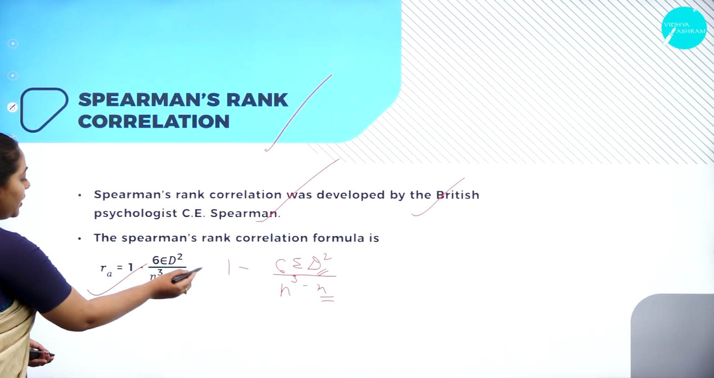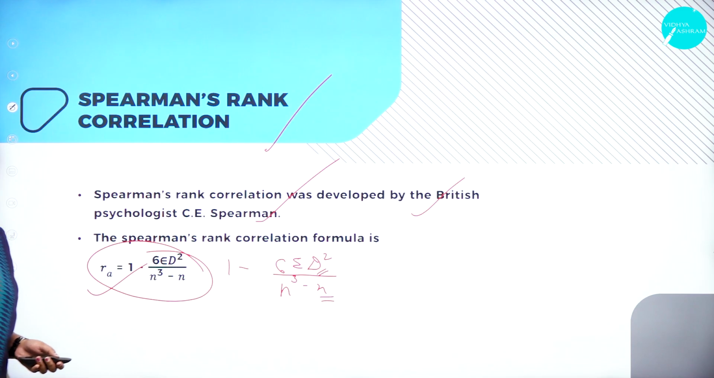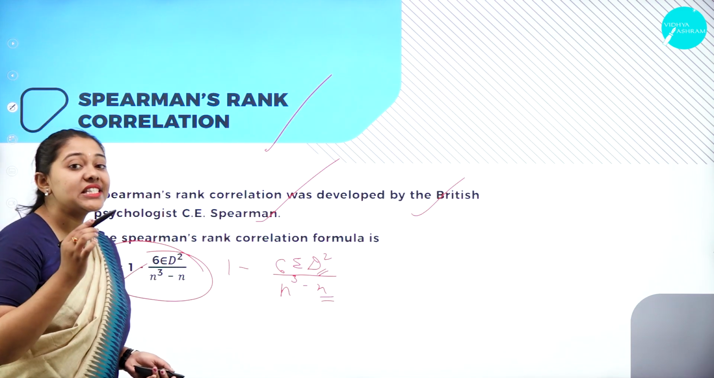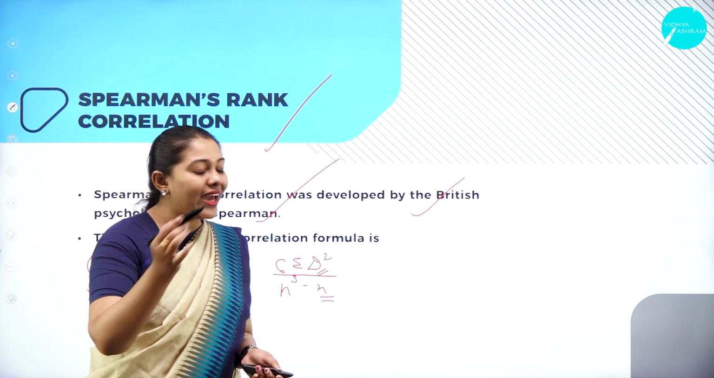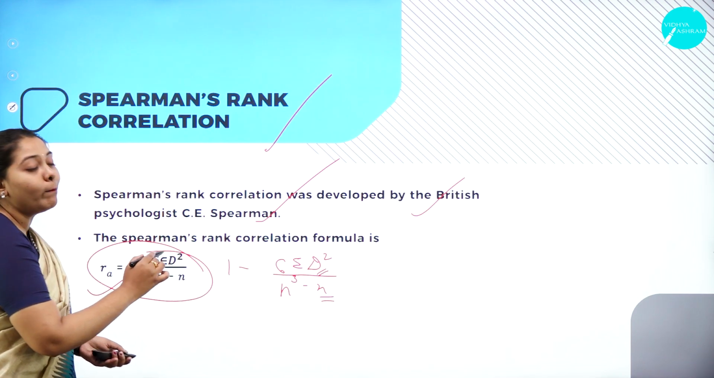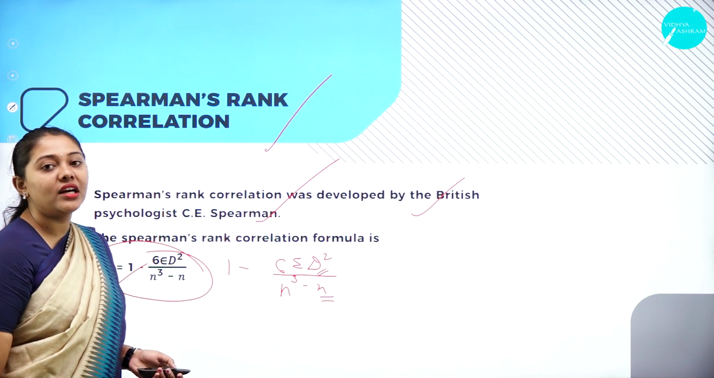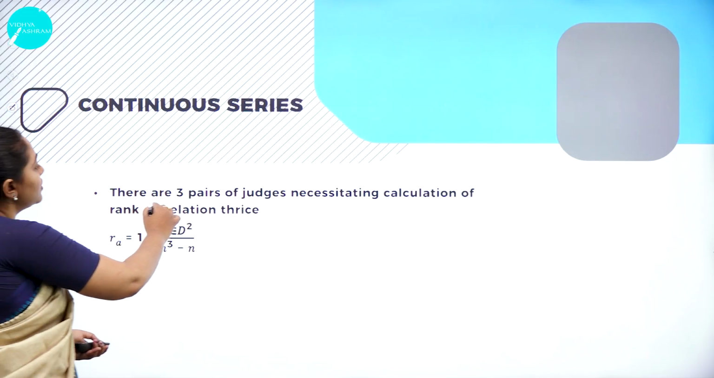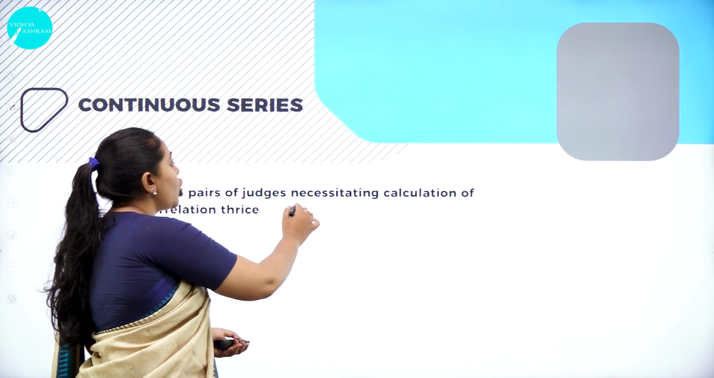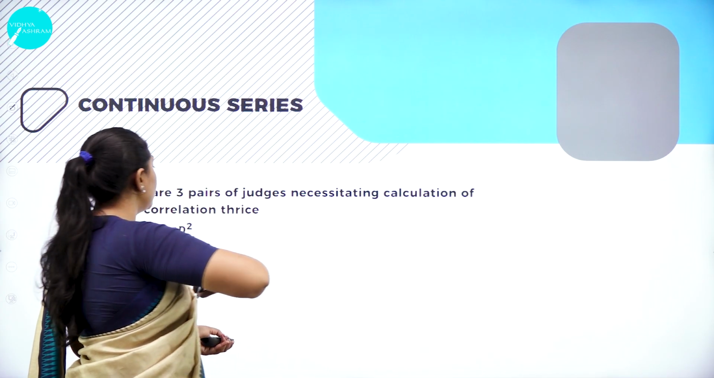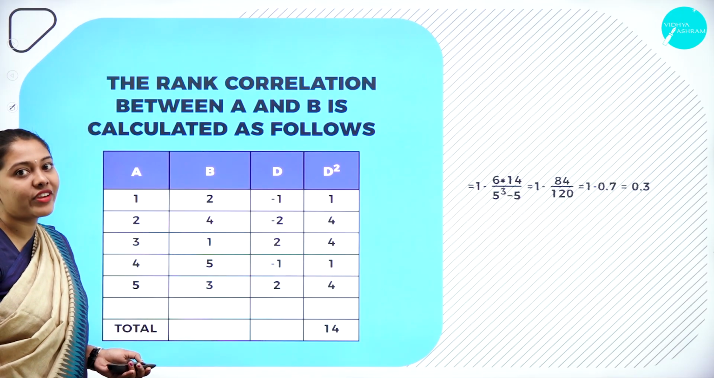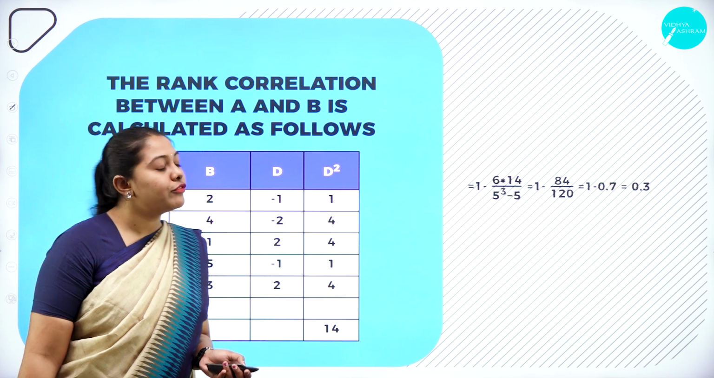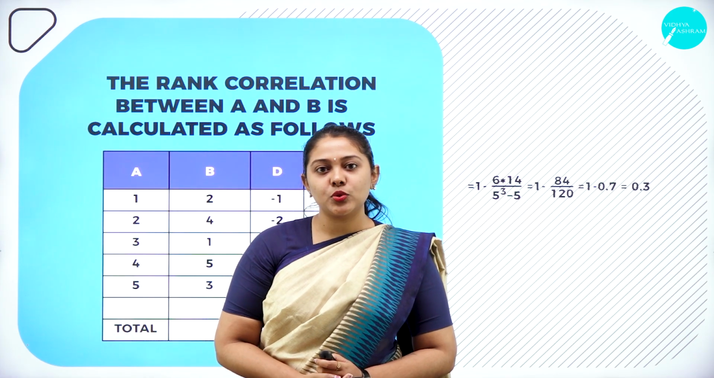The formula will be Spearman's rank correlation is equal to 1 minus 6 sigma d square divided by n cube minus n. So this is the formula that we have to follow. This is your series given. There are 3 pairs of judges necessitating the calculation. So this is the formula. So we have to calculate thrice as I have told you. So we have understood the question.